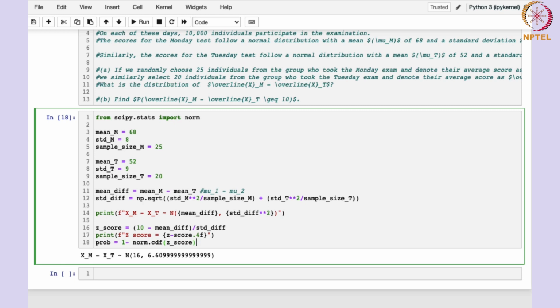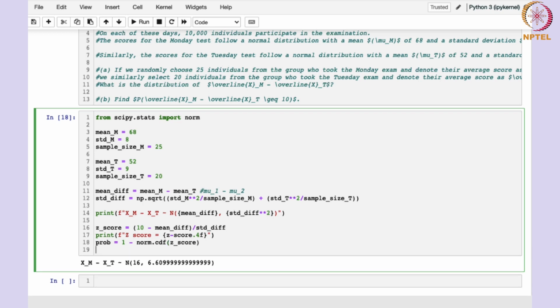So here it is calculating the z-score, and norm.cdf is basically used to calculate the cumulative probability of observing a value less than the z-score, right? But here we are interested in whether the difference of these two means is greater than or equal to 10, which means that we need to subtract it from 1. That is why we are subtracting it over here. So once the z-score is calculated, you use this function to calculate the cumulative probability, and then you subtract it from 1. And finally, you can print this if you want.